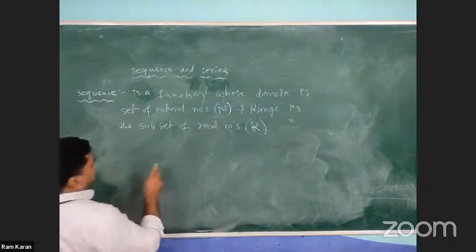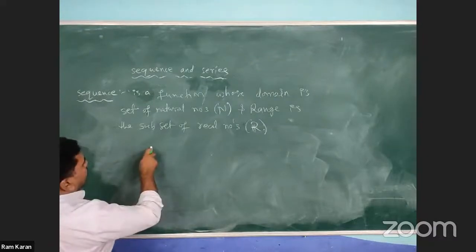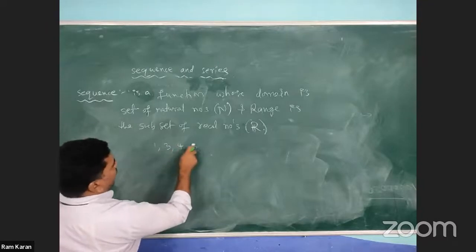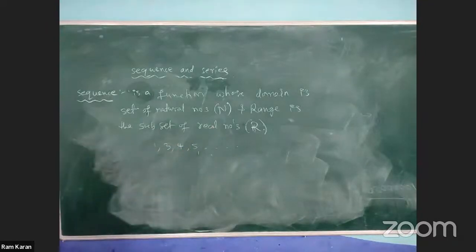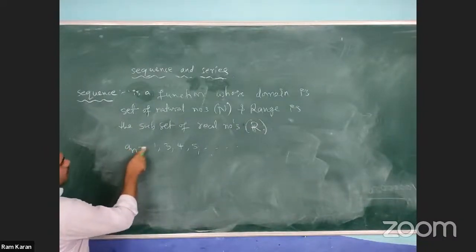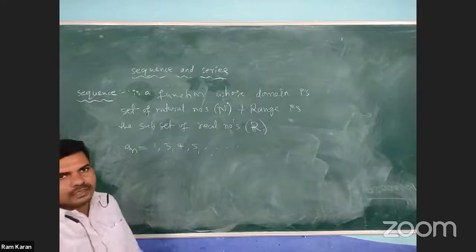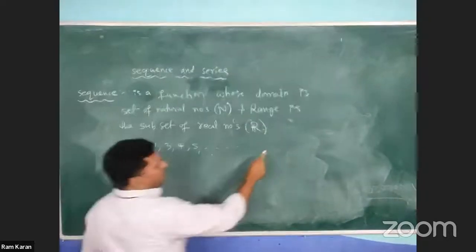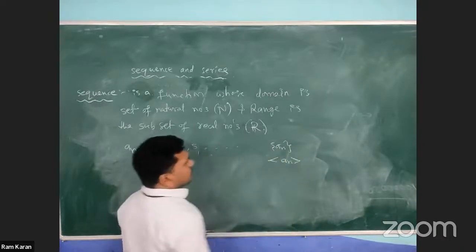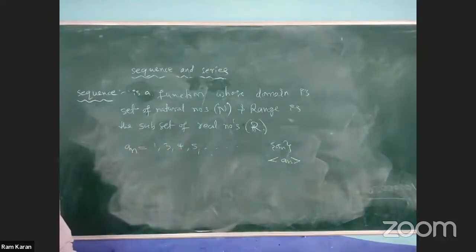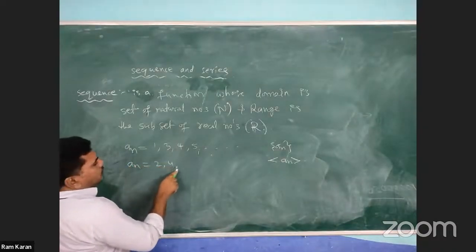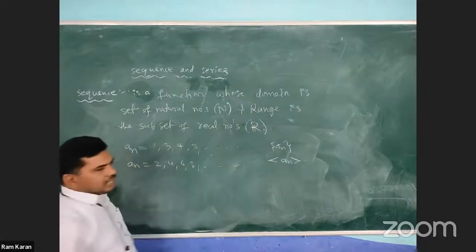For example, 1, 3, 4, 5, and so on. This is one of these sequences. Usually we denote the sequence with a_n, that's a notation. Sometimes you can denote it with this bracket a_n, and in some books it is written like this, sequence of n terms. a_n is equal to 2, 4, 6, 8, like this. These are sequences.